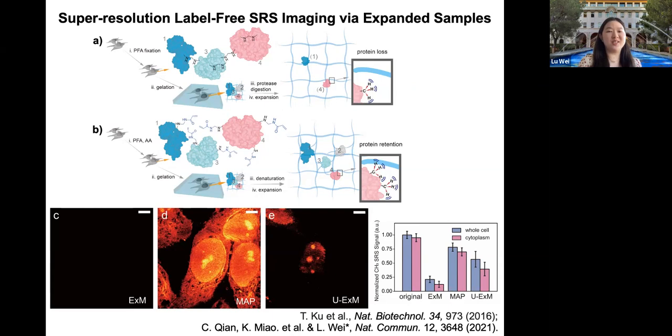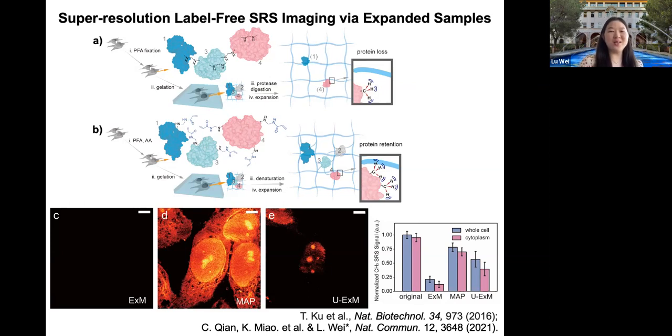Okay. However, our first initial trials were not very successful. We kept seeing very dark images with not enough signal. This is because, using the protease-based digestion, we are digesting a lot of protein fragments away. This is not an issue for fluorescence as you retain the epitope, but it's a significant issue for SRS, as our signals primarily come from how much protein you can retain, right?